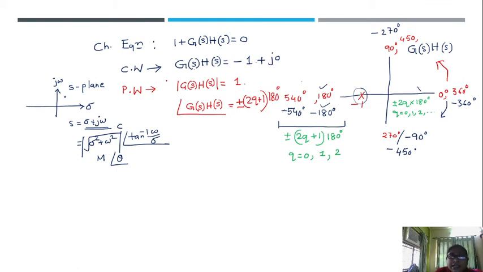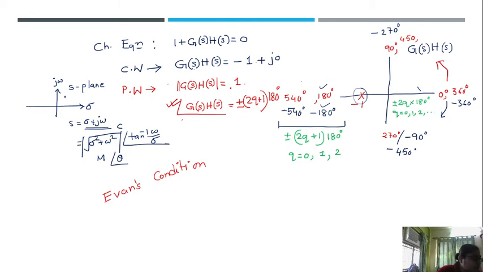So these two are called the angle criteria. What is it actually telling us? We are taking these two criteria from the characteristic equation. These two are known as the Evans conditions. This is the magnitude criteria, and the lower one is the angle criteria. Understood?